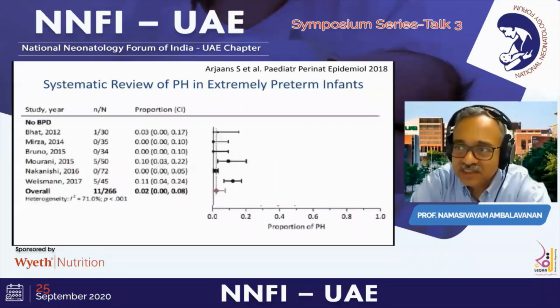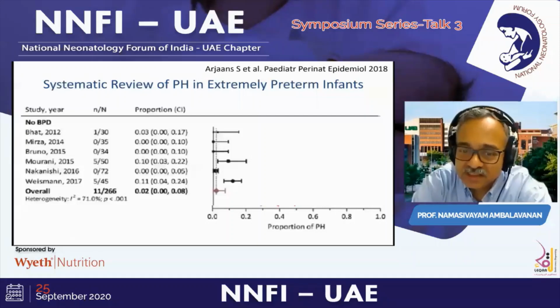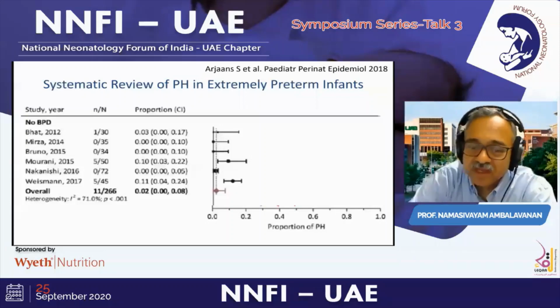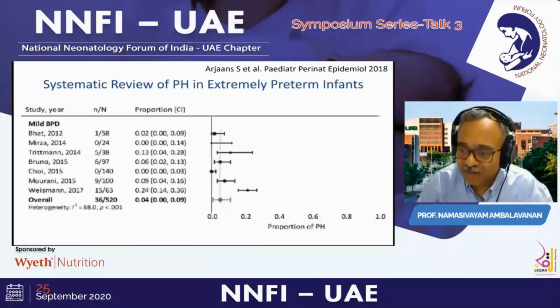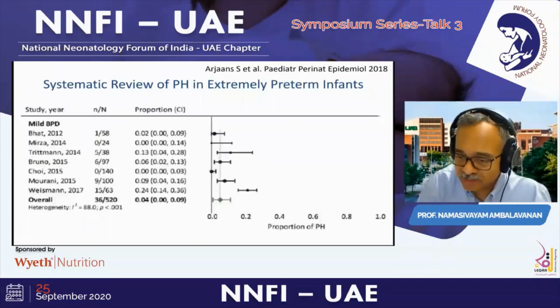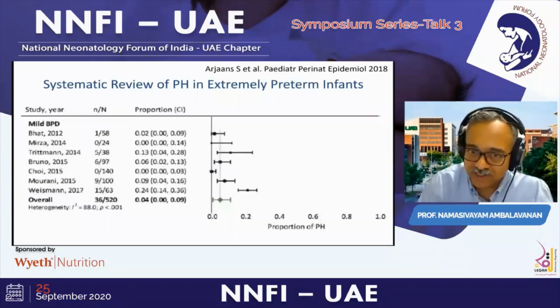If you look at a recent systematic review of pulmonary hypertension in extremely preterm infants, this is looking at all the infants without BPD. If you don't have BPD, overall your rate of pulmonary hypertension is extremely low. That is 0.02 as a proportion, or about 2% of these infants. It's not that it doesn't happen, but it's extremely unlikely. What about mild BPD? If the infant has mild BPD, the proportion is 0.04, about 4%. So slightly higher, but still more than 95% of the infants don't have pulmonary hypertension.